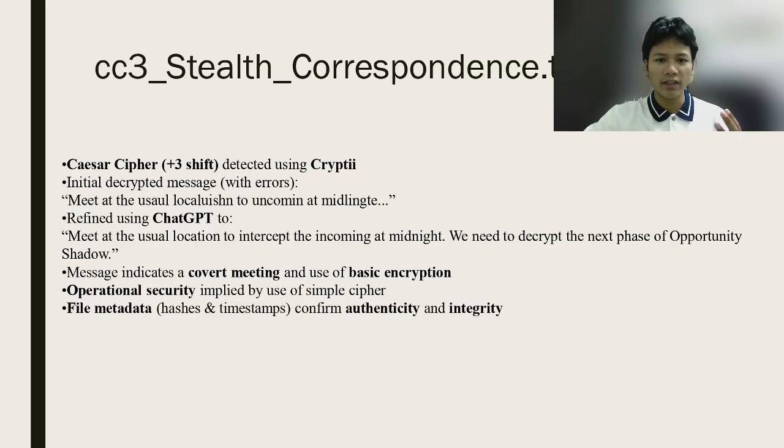Moving on to the first file, cc3_stealth_correspondence.txt. Using Crypty, we detect a Caesar cipher with a +3 shift. The decrypted message seems confusing. This was later refined using ChatGPT to clarify the intended message. Meet at the user location to accompany at midnight. We need to discuss the next phase of Opportunity Shadow. The decoded message points to a covert meeting and shows that encryption, although basic, was used for operational security. Metadata checks confirm the file's authenticity and integrity.